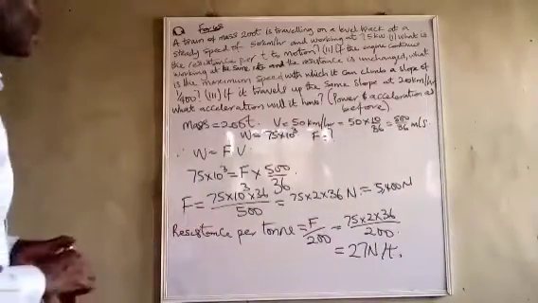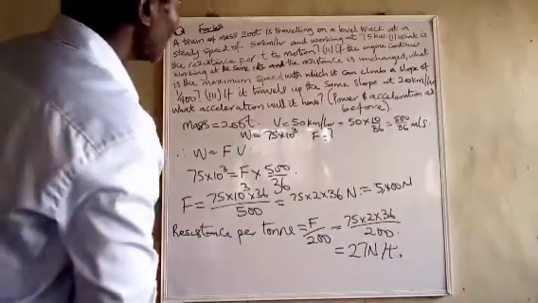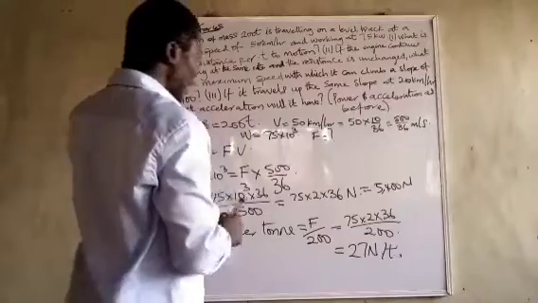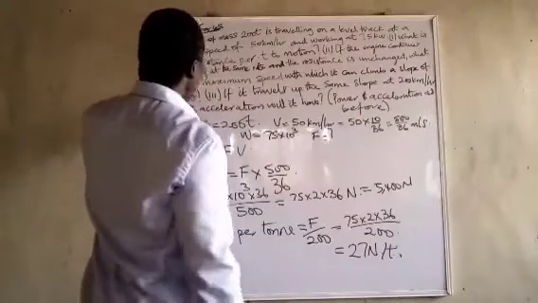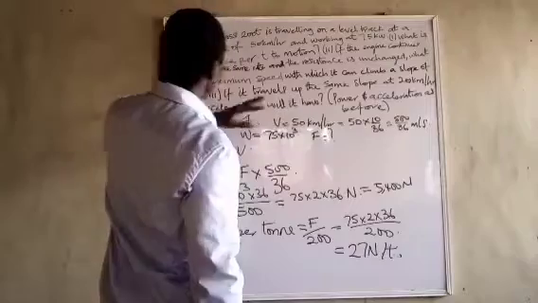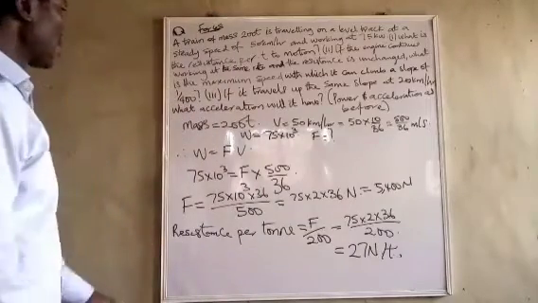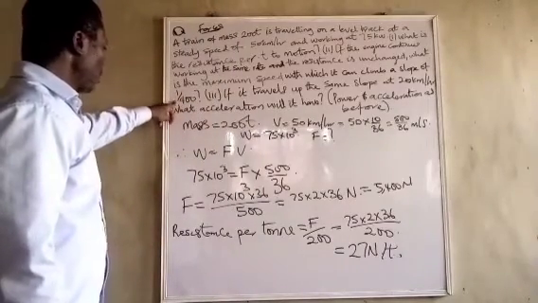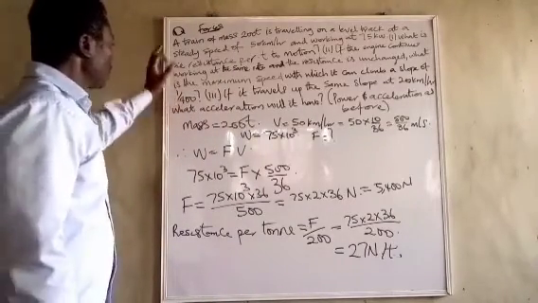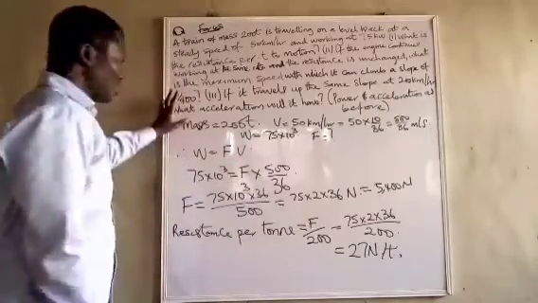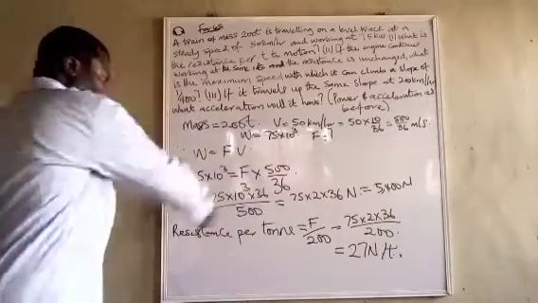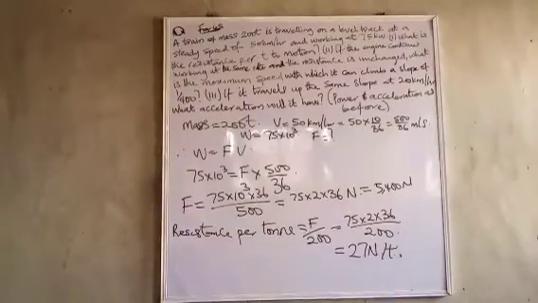Now let's check the second one. It's asking if the engine continues working at the same rate, that is, the rate is still the same, and the resistance is unchanged, what is the maximum speed with which it can climb a slope of 1/400? So you are going to have additional force, because this slope is going to add to the resisting force. Let's see how it works.